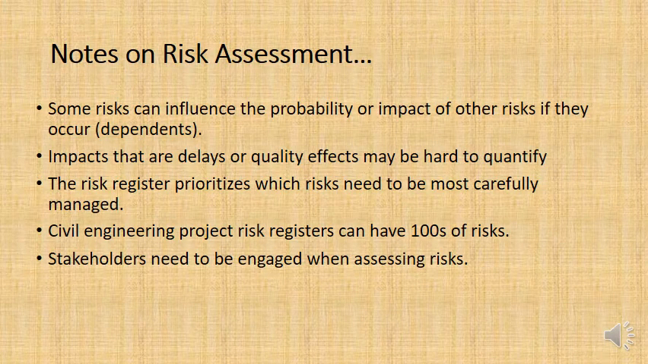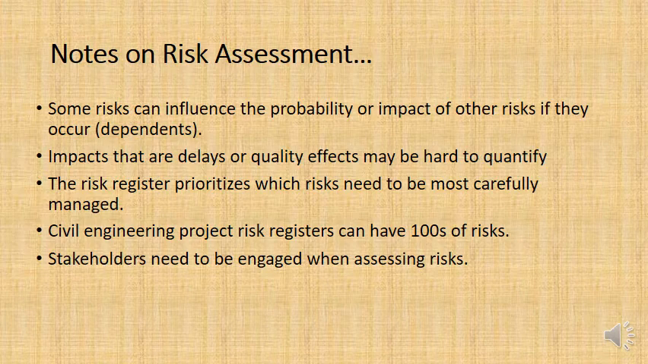Now, a couple of notes on risk assessment. Some risks can influence the probability or impact of other risks if they occur. This is called dependence, or another word for this is interactions. And this is a statistics term. So let's say that there is a risk of the tunnel collapsing, and the probability of this is 1%, and the impact is $500 million. So it's very high impact, very low probability.